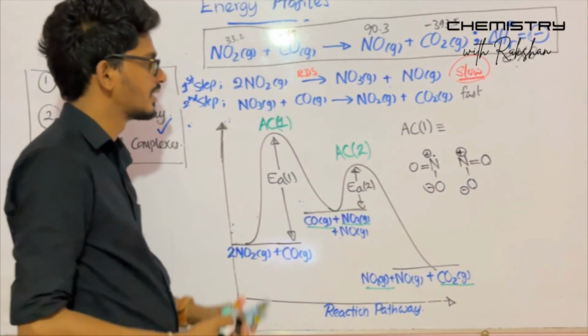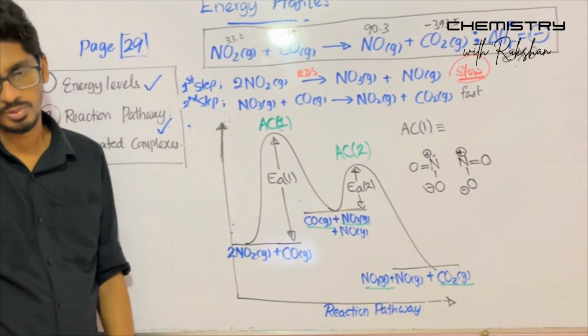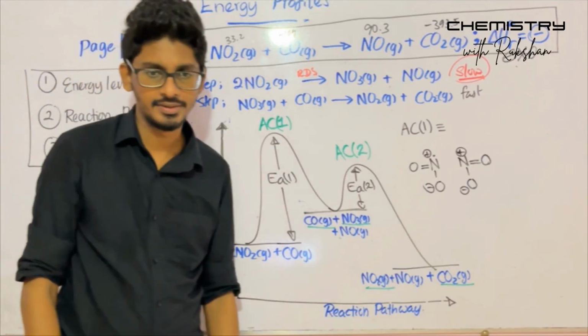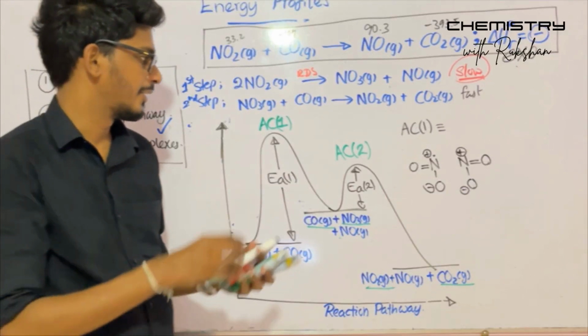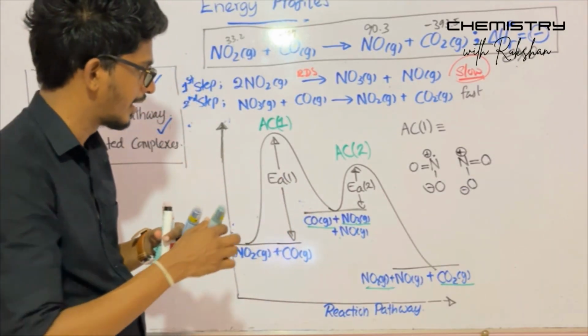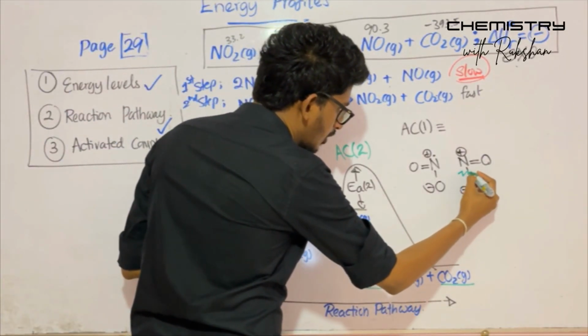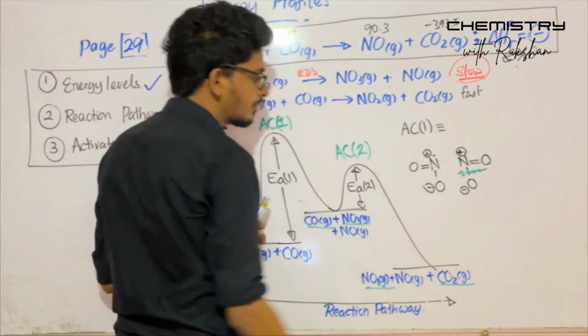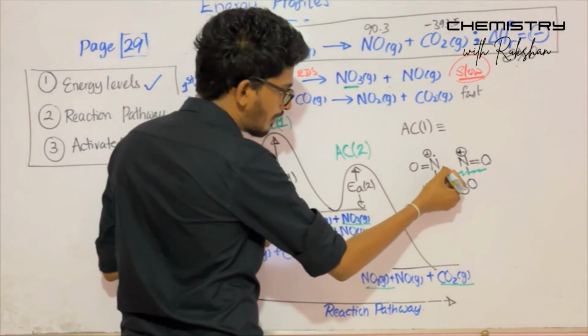You are supposed to come up with NO3 and NO. So to build the NO3 and NO, what should happen? You have to break this bond to come up with NO. To come up with the NO3, you have to form a bond from here.